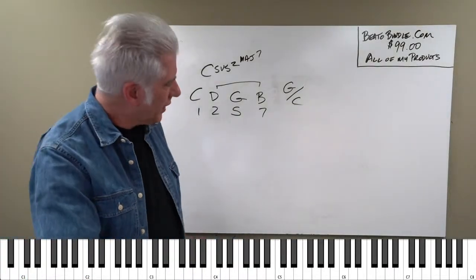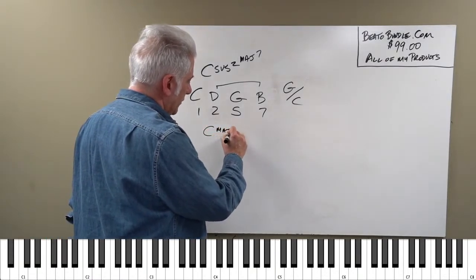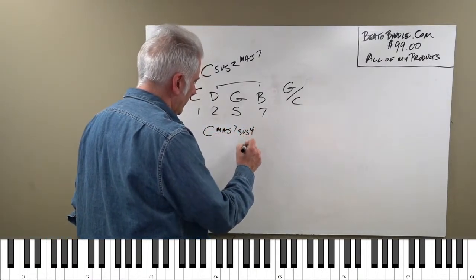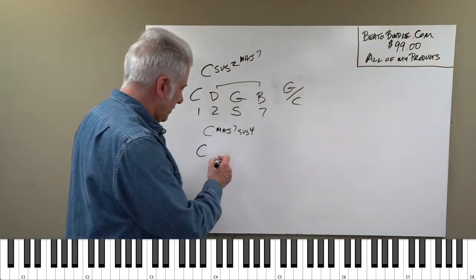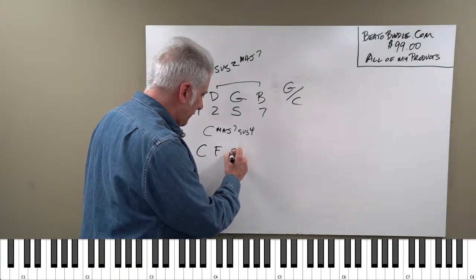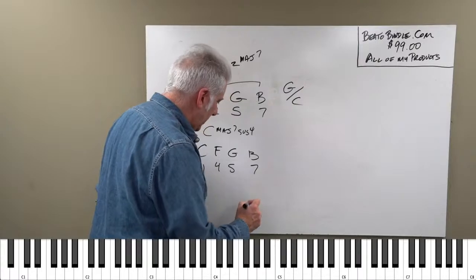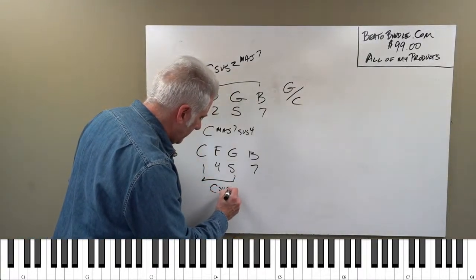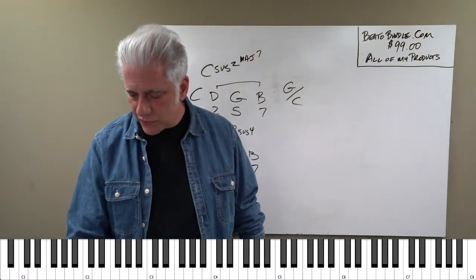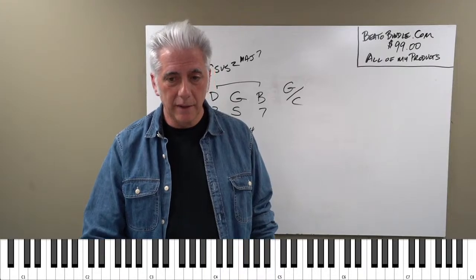Okay, you can also have sus4 major 7, C major 7. I'm going to call it C major 7 sus4. I'm going to do C major 7, but I'm going to make the sus4 there: F, G, B. So 1, 4, 5, major 7. Here's your C sus4. So here's C major 7, C major 7 sus4.